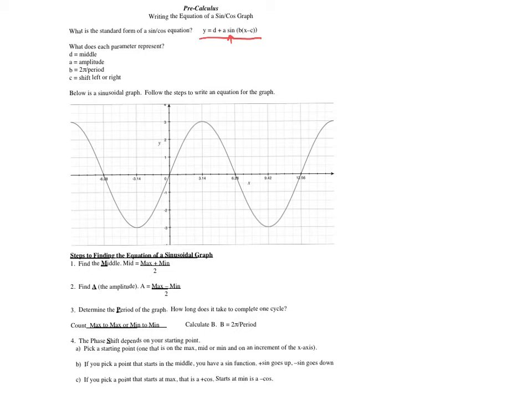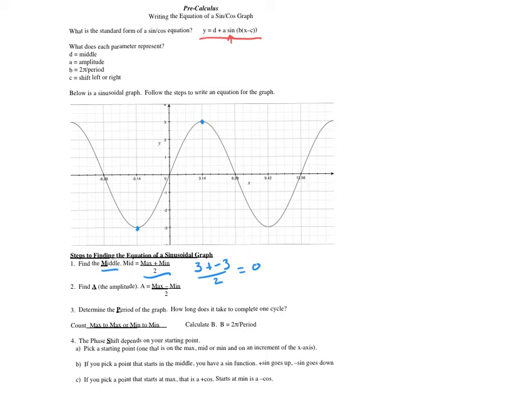So what does each parameter represent? Well, d is the middle, a is the amplitude, b is equal to 2 pi divided by the period, and c is the shift left or right. Now, in order to find each of these pieces of information, the notes here explain what to do. To find the middle, all you do is take the max plus the min and divide it by 2. In this case, the max and the min would be 3 plus a negative 3 divided by 2, which would just be 0.